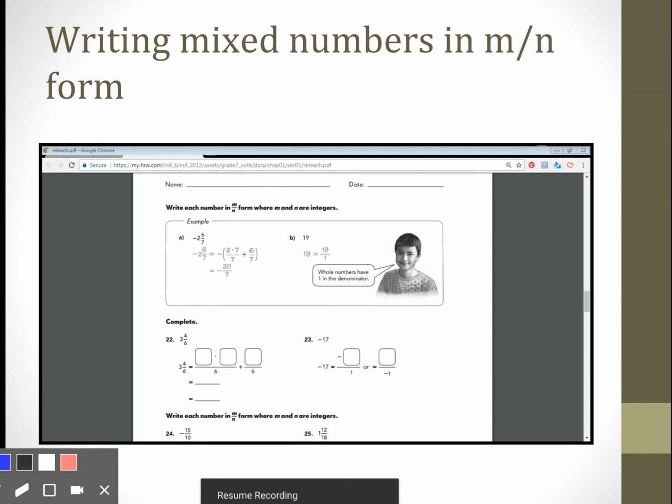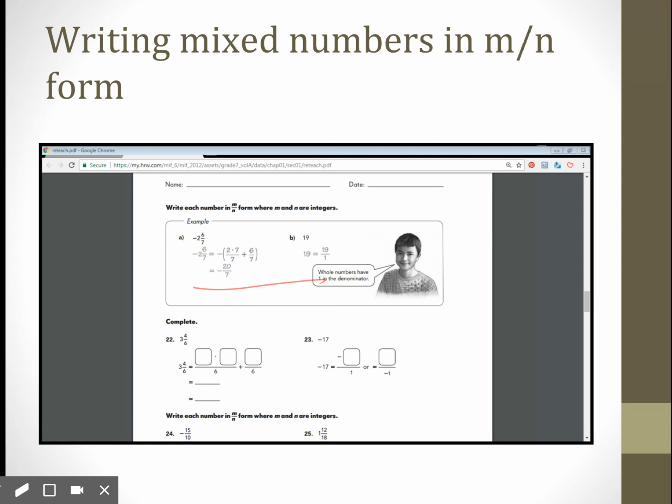So we're just going to practice here writing each number in improper fraction or M over N form. They give you another example here. They showed right here that they did the 2 times 7, and then here they added the 6. And then the negative that was there, they just put right back in front. Just a reminder, any whole number can be turned into a fraction by simply placing it over 1.